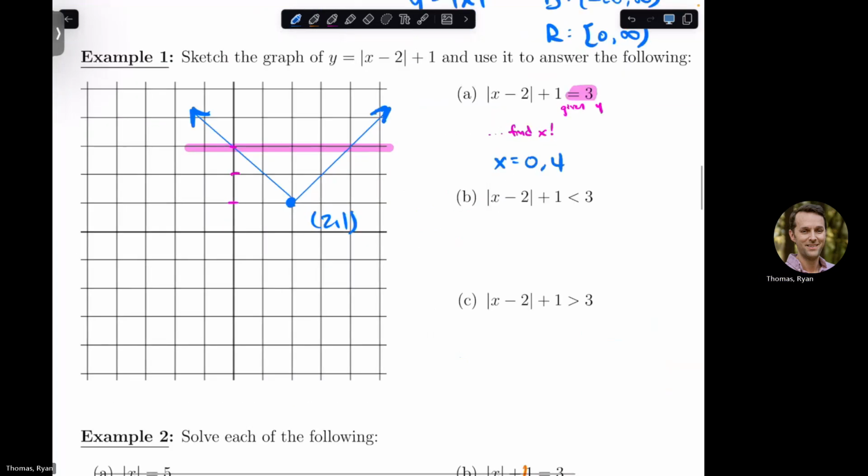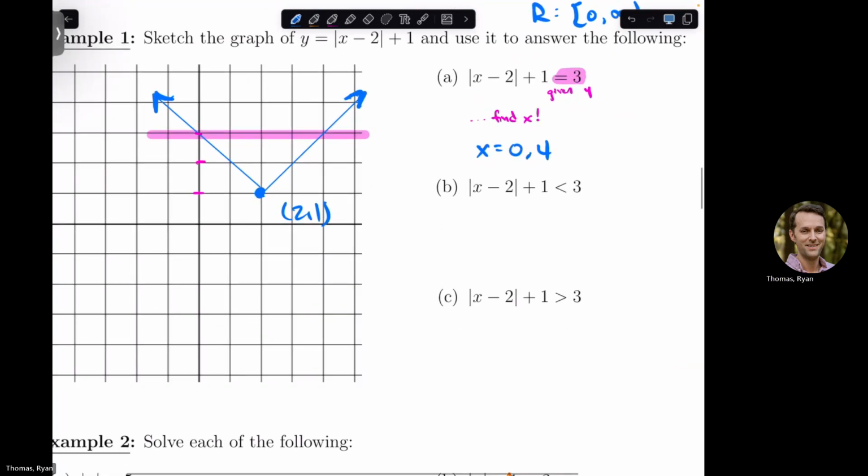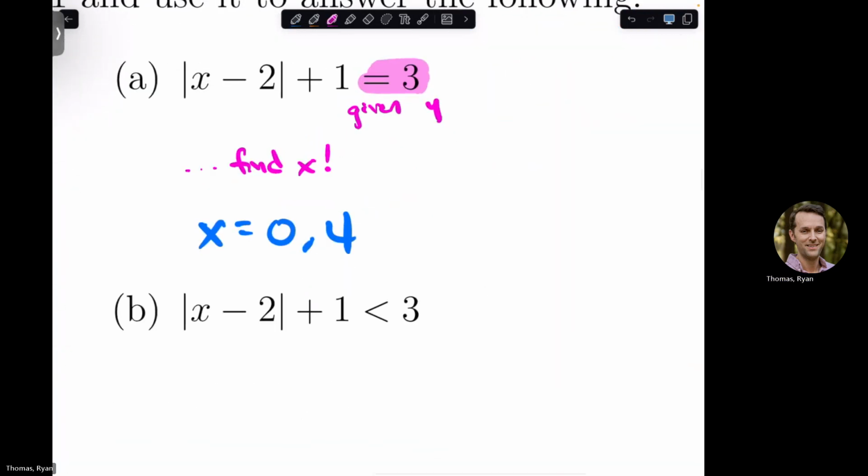About inequalities then. For two things to be equal, they're exactly the same.